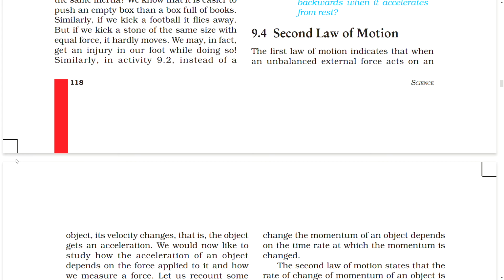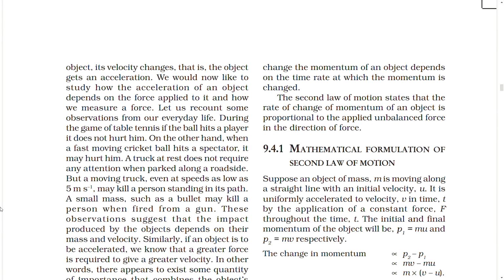9.4 Second law of motion. The first law of motion indicates that when an unbalanced external force acts on an object, its velocity changes, that is, the object gets an acceleration. We would now like to study how the acceleration of an object depends on the force applied to it and how we measure a force. Let us recount some observations from our everyday life.